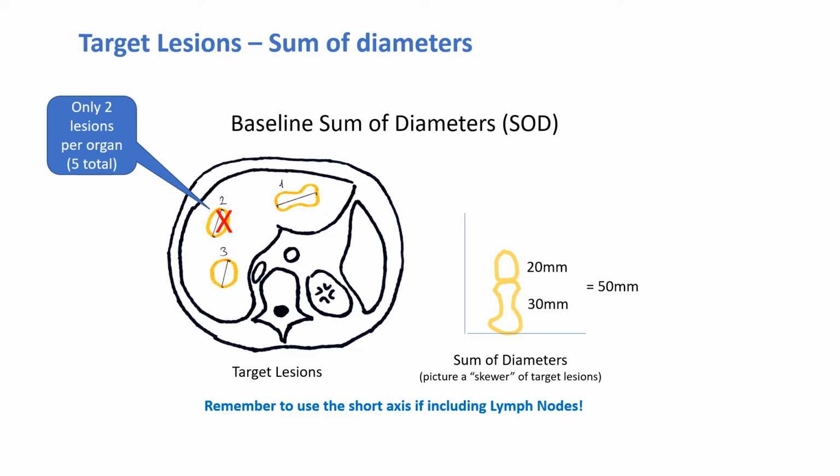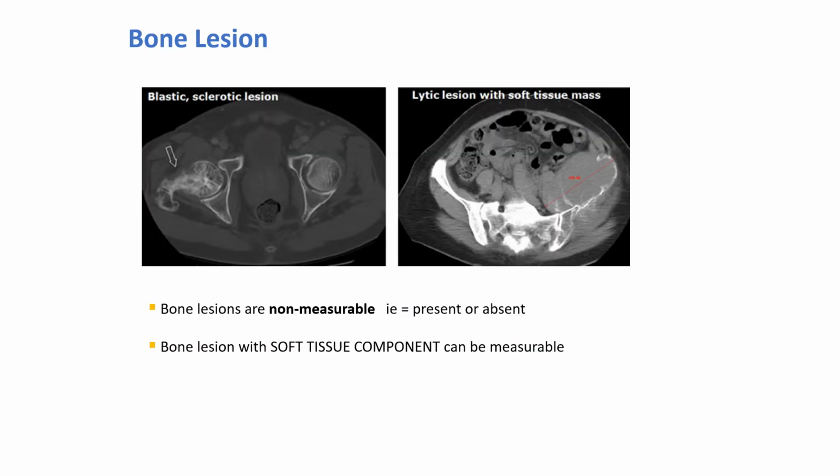And remember, lymph nodes use the shortest axis. Bone lesions you don't tend to use as measurable lesions. You can't use them as target lesions.